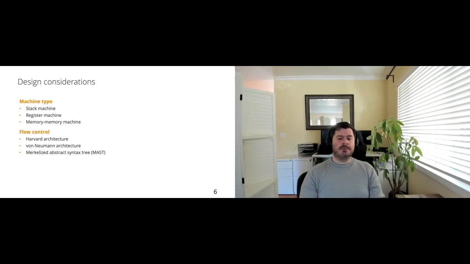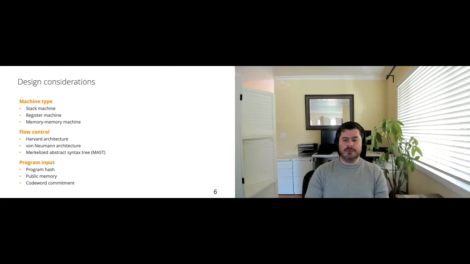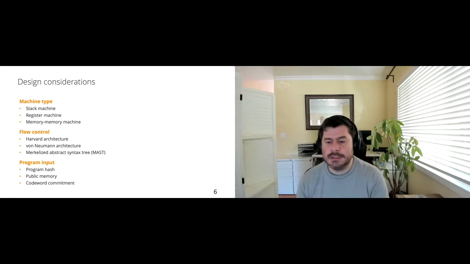How do you provide a program to the VM? I described it as providing a commitment, but it's not the only way to do it. You can provide the hash, for example, which is a commitment, or you can provide the program in public memory, which means you're basically providing the program in the clear. You can also do code word commitments, which is a slightly different approach. And all of this, by the way, has its pros and cons and different sets of trade-offs and things like that.